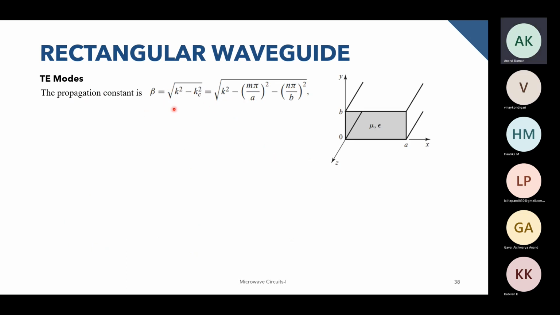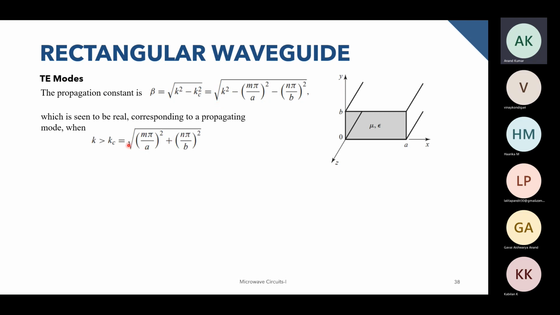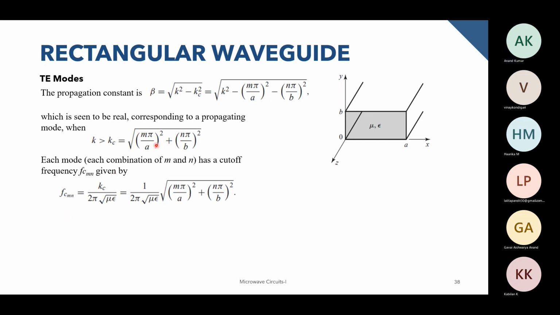Now, for finding the propagation constant, we substitute the value of kc, which we had seen to be equal to kx squared plus ky squared, and substituting that, we can define another cutoff frequency again for these modes as well. So beta will be real only when k is greater than kc, and hence we can again define a cutoff frequency where k will be equal to kc, and as it turns out, this cutoff frequency is equal to the square root of (m pi by a) squared plus (n pi by b) squared.